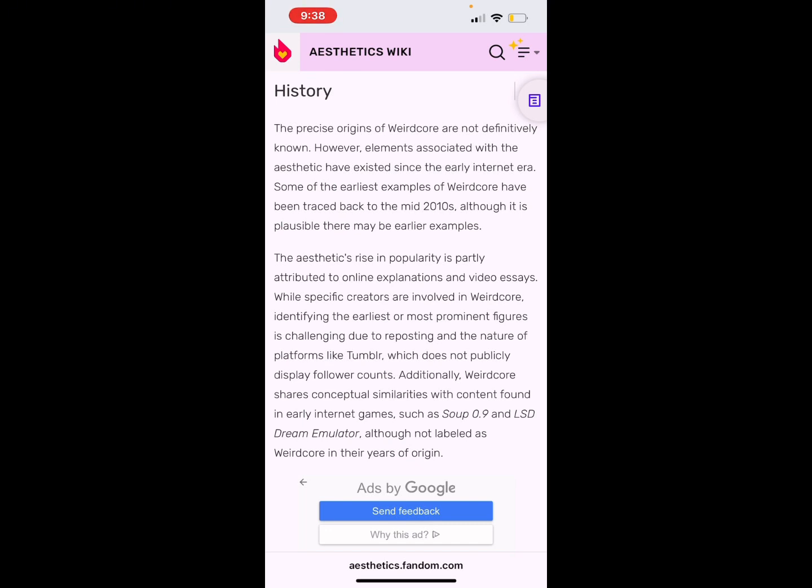While specific creators have been involved in Weirdcore, identifying the earliest or most prominent figures is challenging due to the reposting nature of platforms like Tumblr, which does not publicly display follow accounts. Additionally, Weirdcore shares concepts similar to content found in earlier internet games such as Soap 0.9 and LSD Dream Simulator, although not labeled as Weirdcore in their years of origin.